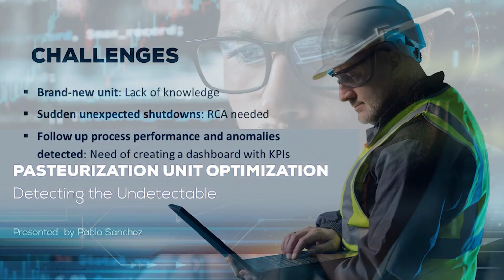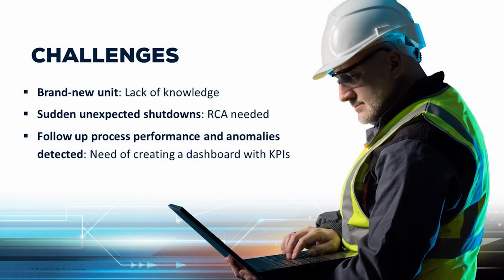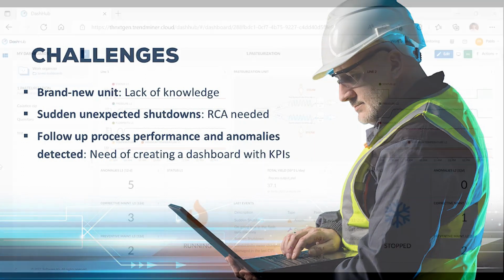So what are the challenges that we have to face in order to solve that? That we have a brand new unit, this is the first one, so there's a lack of knowledge about the process. The most important one is that we have sudden unexpected shutdowns that we need to troubleshoot. We have to detect the root cause of that. And finally, once we detect the anomaly, the root cause, we will need to follow up the process performance and anomalies detected. So we'll need to create a dashboard with the main KPIs to follow it up at a glance.